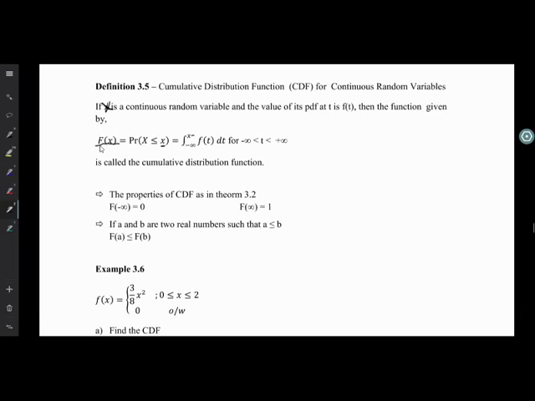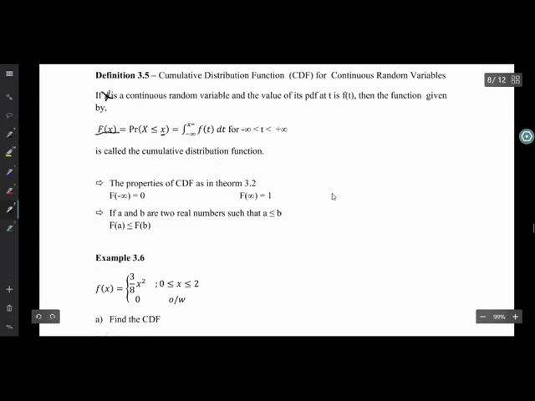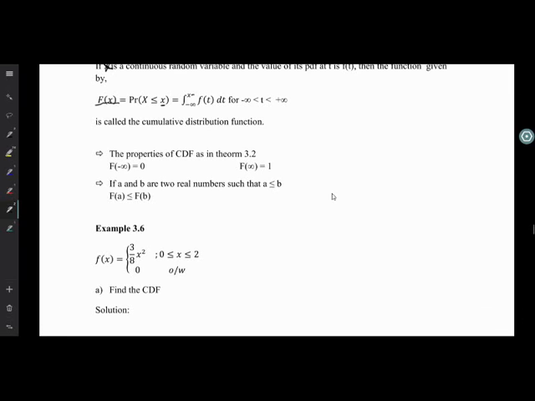So for a discrete case, the CDF will be calculated using the summation. For a continuous random variable, the CDF will be calculated using the integration. Okay. And very similar to the discrete case, you have the two properties of the CDF. When x is negative infinity, the value is 0. For positive infinity, it is the total probability 1. And for any two real numbers a and b, where a is less than or equal to b, you can find that capital F at a is less than or equal to capital F at b, because this is an increasing function.